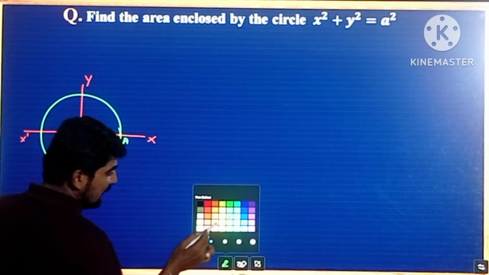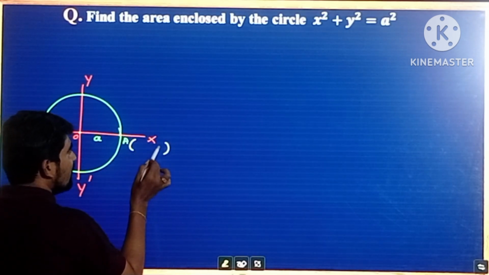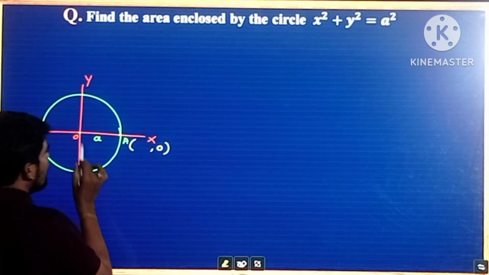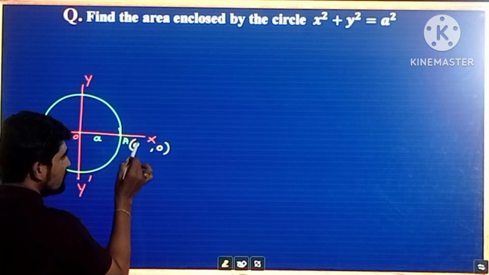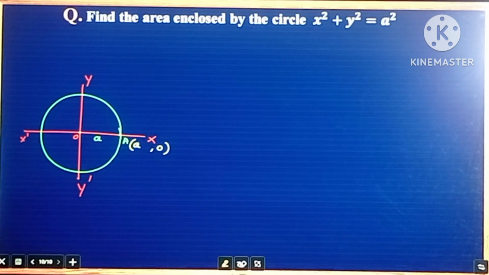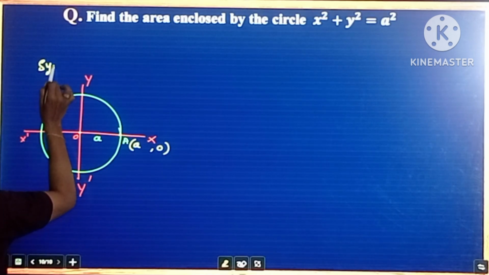And since A is on the x-axis, therefore the coordinates of the point A, the y coordinate should be equal to 0 and length of OA is equal to the x coordinate. Length of OA is a units because it is the radius of the circle. And one more thing, we know that already the circle is a symmetrical figure.